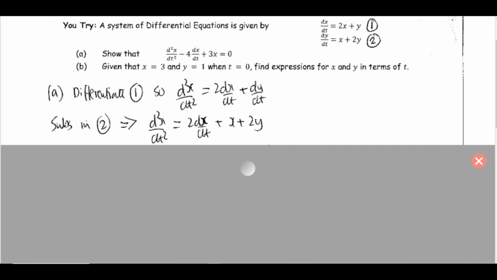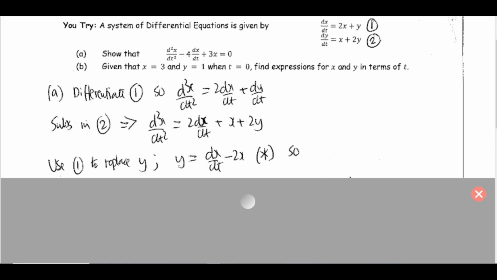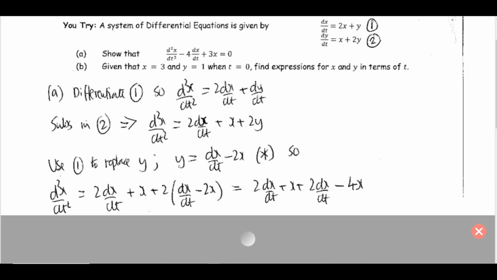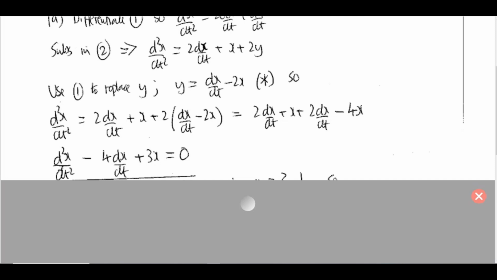And then to get rid of that y, go back to equation 1 and make y the subject. So y is dx by dt minus 2x. If you plug that into the previous line, you will get d2x by dt squared plus 2 dx by dt plus x plus 2 inner brackets times dx by dt minus 2x. If you expand the brackets and get it all equal to 0, the second order differential equation we were looking for comes out.